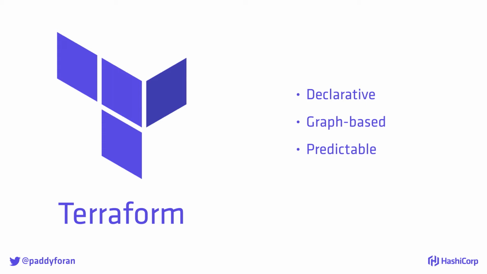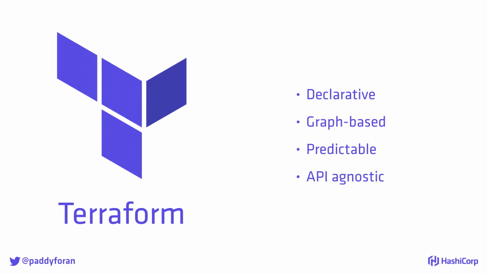We have a Terraform Plan command that offers you the ability to see what is actually going to happen to your infrastructure before it happens. When you're changing your production infrastructure, it's really helpful to know what's going to happen and be extra double sure about that. So we work hard to make sure that what you see in Terraform Plan is what you actually get. And finally, most importantly for this talk, Terraform's API agnostic.